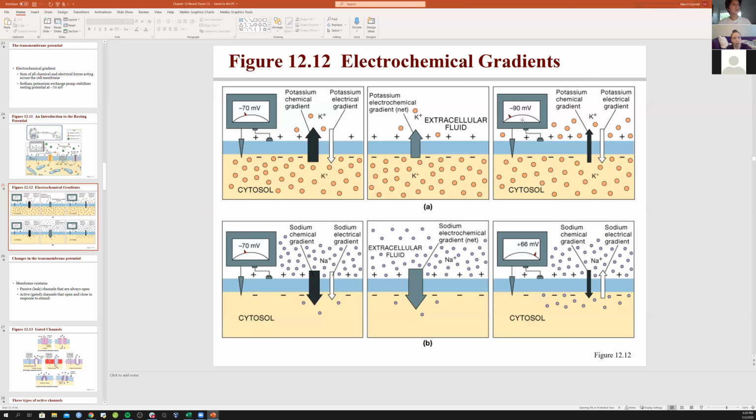The question was, why whenever we open both, do they reach balance at -70 millivolts? Why not at 0 millivolts? Why not at positive 45 millivolts, closer to the equilibrium potential of sodium? Why at -70 millivolts, closer to the equilibrium potential of potassium?